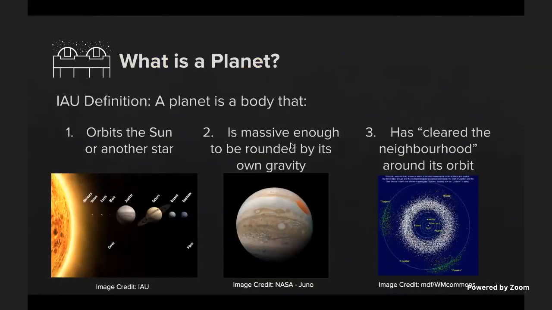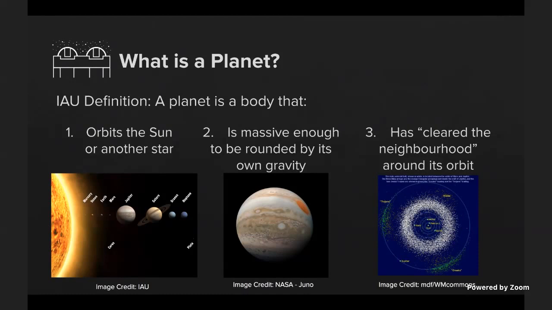In the past, planets have been defined in different ways. Currently, the definition that is most widely accepted is the International Astronomical Union's definition of a planet in our solar system. The IAU definition states that a planet is an astronomical body that orbits the sun, is massive enough to be rounded out by its own gravitational forces, and has cleared the neighborhood around its orbit.